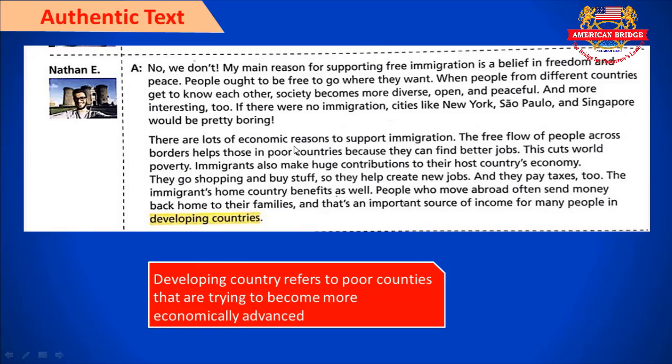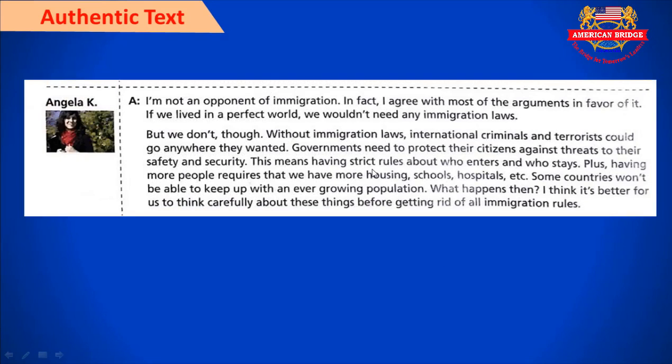So this is the main reason it should be free and peaceful, with no rules at all about immigration. This is about Nathan's belief. He talks about economic growth, and about social change or intercultural exchange. And the next one is from Angela.